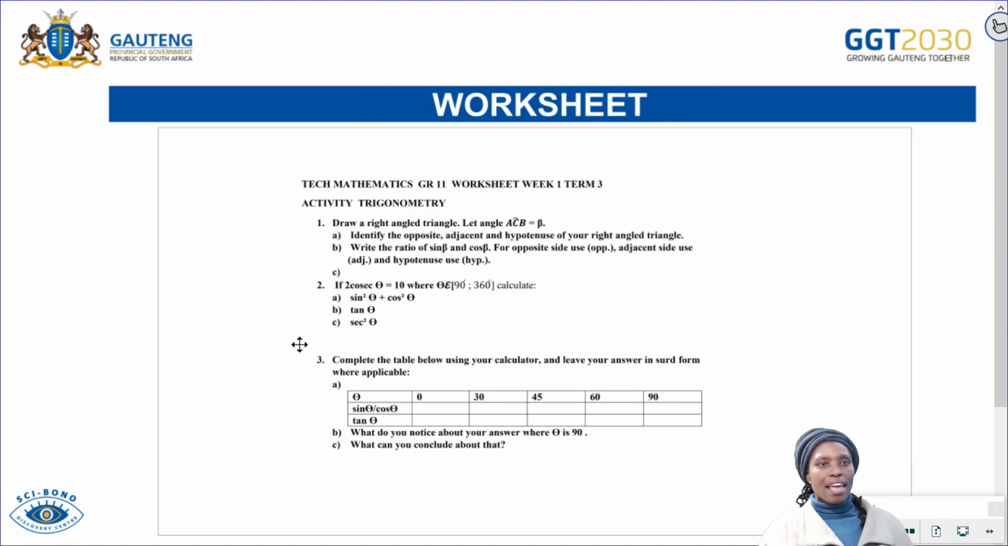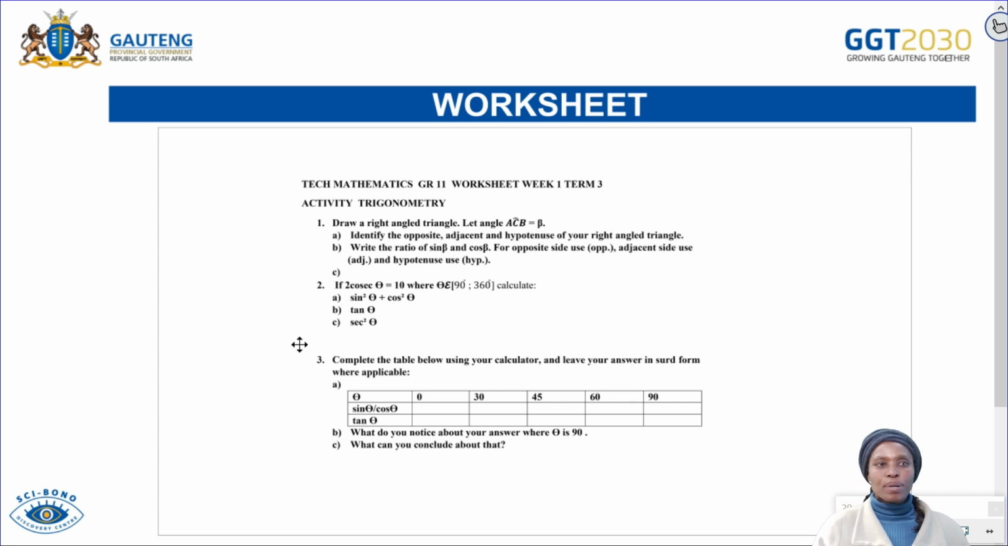Remember, in order for you to get used to whatever is done in the lesson, you must practice it and practice it up until you grab the content. I have given you the worksheet that I want you to practice, where I want you to draw a right angle triangle. You let angle ACB equal to angle beta, and you identify the opposite, adjacent, and hypotenuse of your right angle triangle. And I want you to write the ratio of sine beta and cos beta. For opposite side, you use OPP. For adjacent side, use ADJ. For hypotenuse, use HYP, and you draw that triangle.